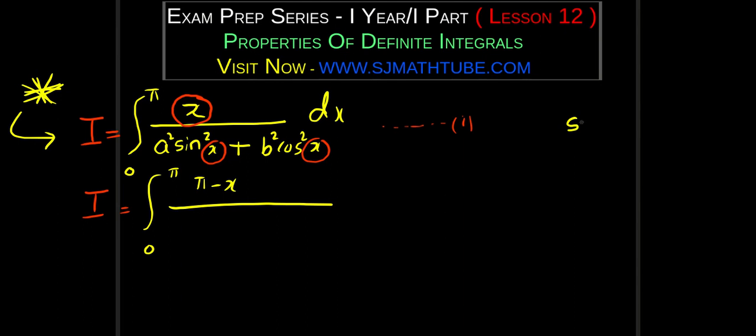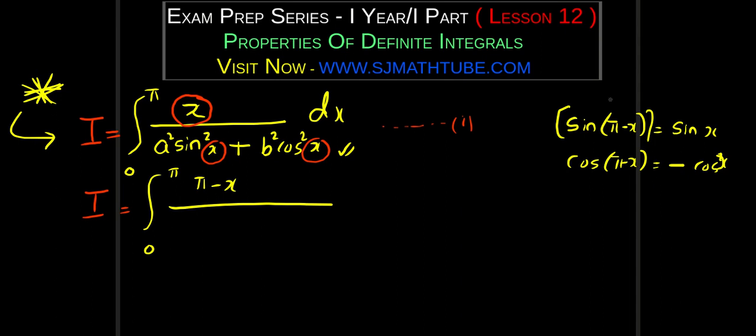Anyway, I'll write a few background notes here. What is sine 180 minus x? Second quadrant, sine is positive. And what about cos 180 minus x? Minus cos x. But wait a minute. We are squaring these things. We are actually talking about the square of these things. So eventually you're going to get the positive answer. So you're going to get a square sine square x plus b square cos square x.